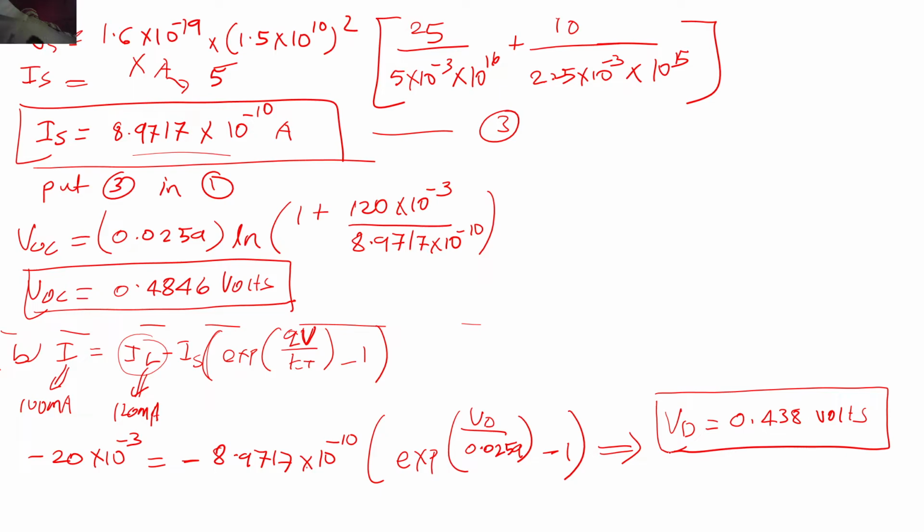So this is the voltage that will produce a total of 100 milliamperes of current, out of which 120 milliamperes will be IL, and another current will be flowing through the forward bias current equation of the PN junction diode, right? So this is the voltage that you have to apply.